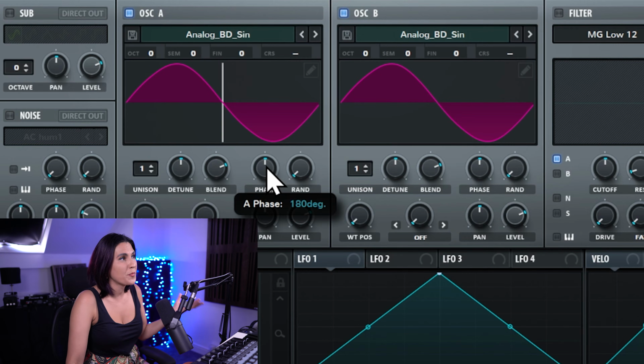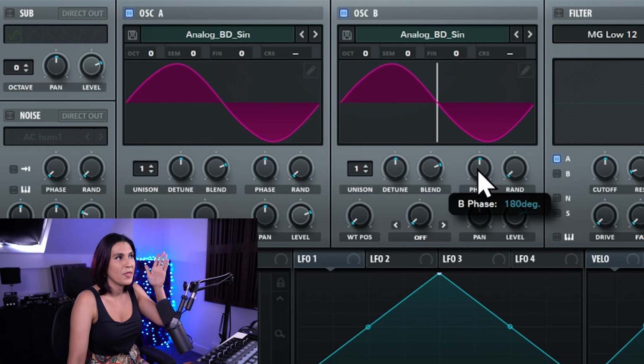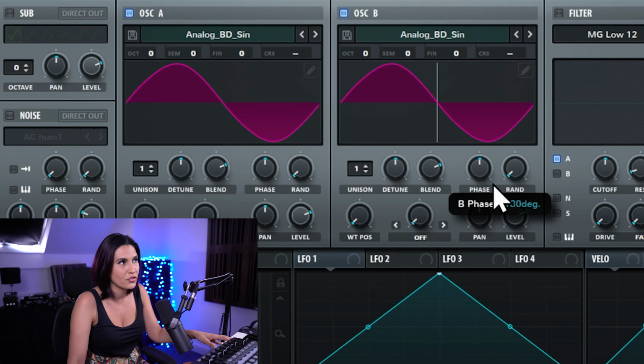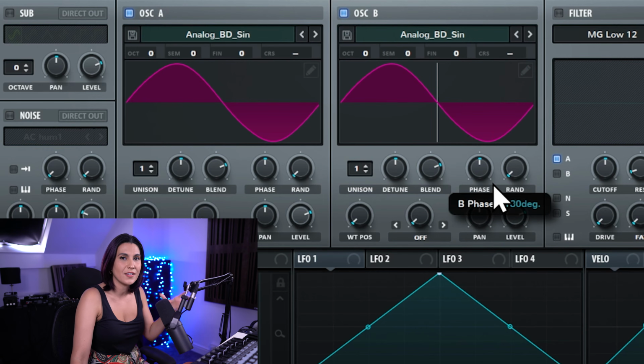They are both presently at 180 degrees, and if we click on them, we can see that the line is showing you where this wave is going to start from. It's going to start from the very middle. If we move the phase control, we can see that we're moving the phase start position. And if we move the phase start position, we're now offsetting the phase position of these two waveforms.